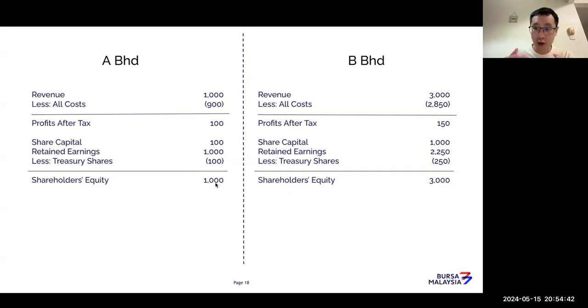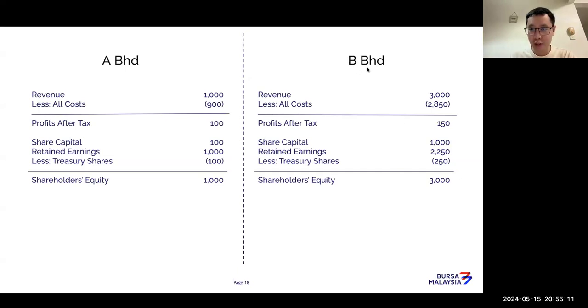So how do we calculate return on equity? Very simple. First, we take the earnings of the company. So for A Berhad's case, the profit after tax or the earnings is 100. And then you divide it by 1,000, which is the shareholders' equity, times 100%. And I believe you should get 10%. So that's how you get 10%.